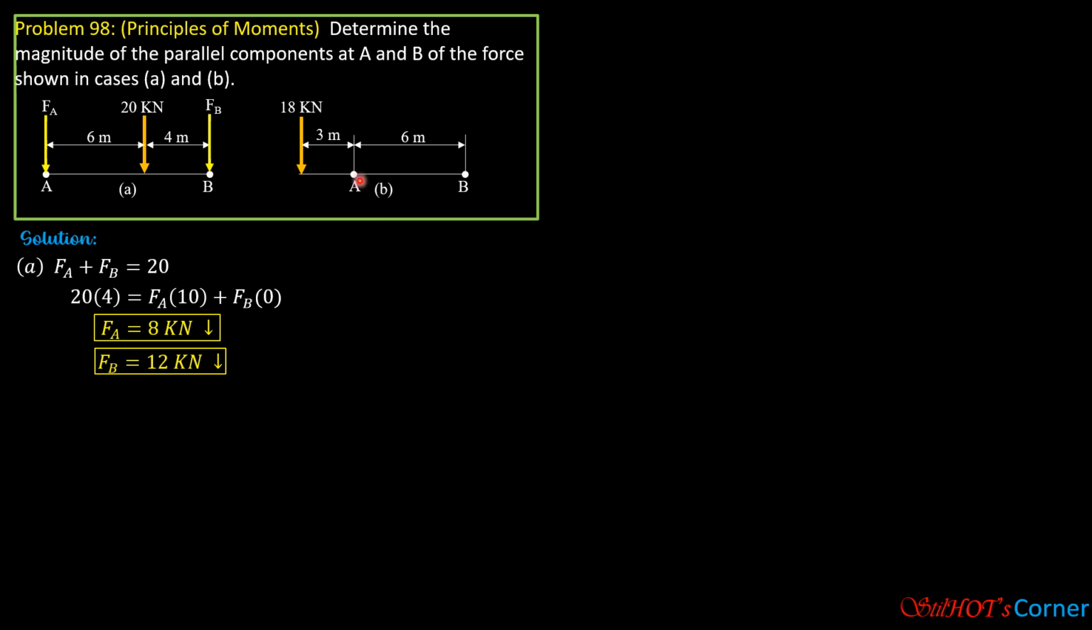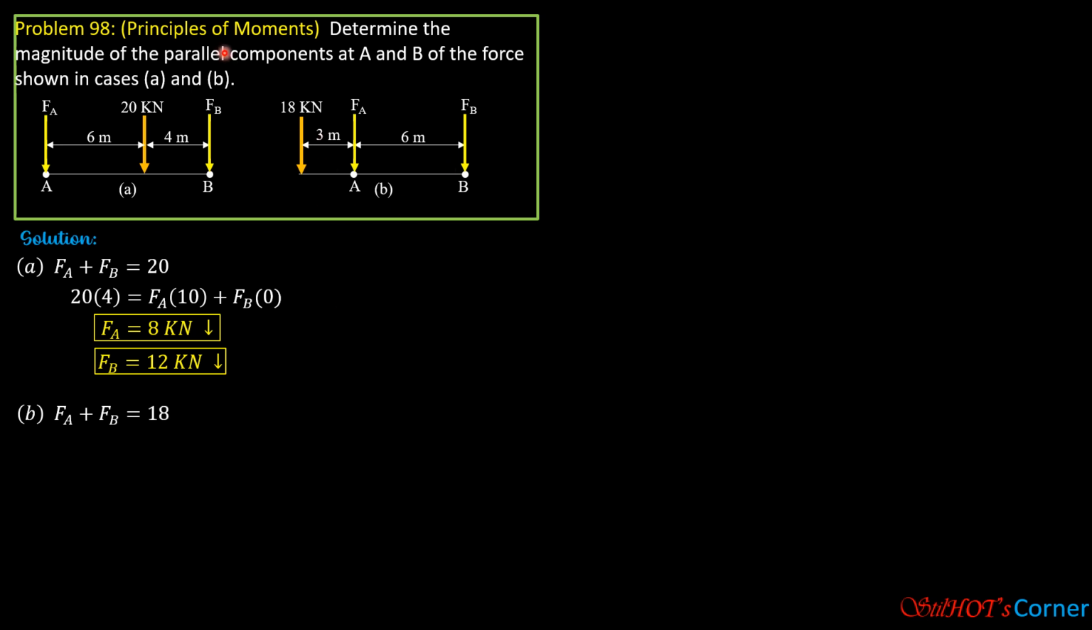So for the second part, the resultant is downward, so let's still assume that the force components at A and B are also downward as shown. So we have FA downward and FB downward. So first equation, FA plus FB, the downward forces, is equal to the resultant, which is also downward. So that is FA plus FB equals 18.